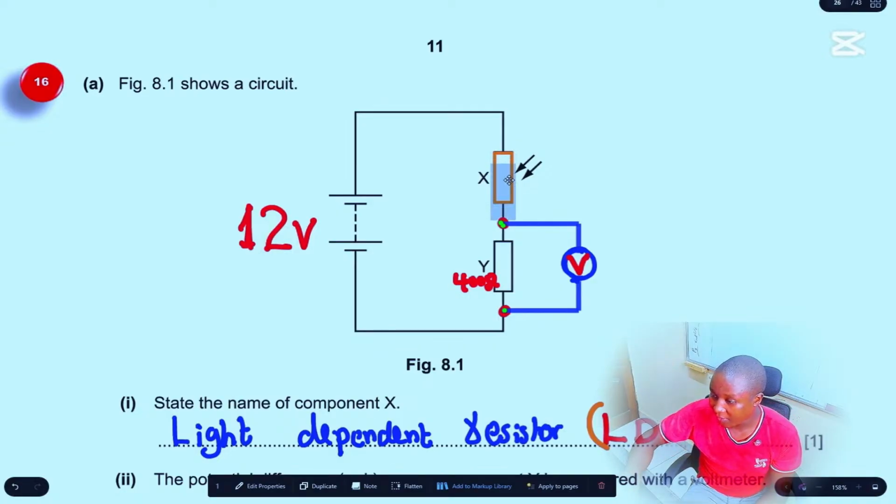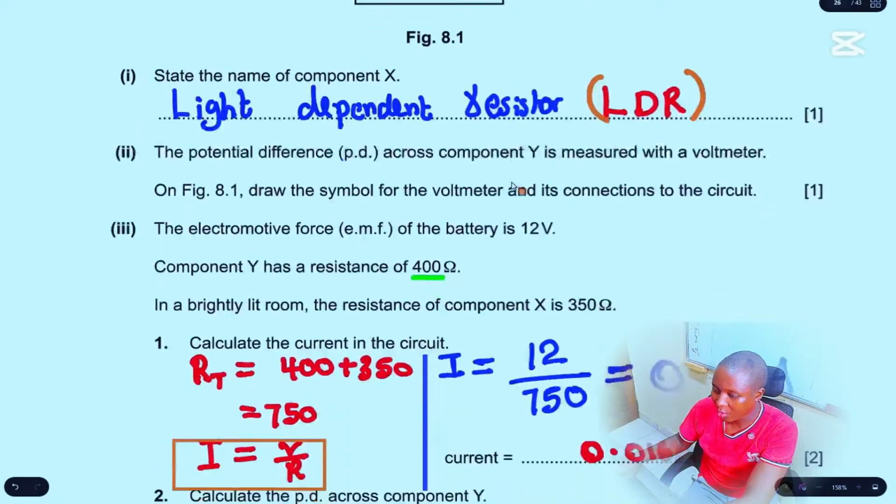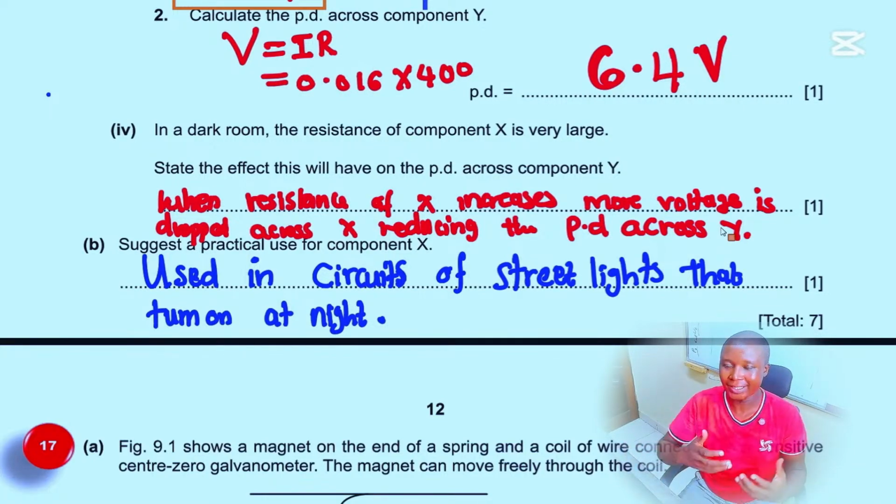In the event you are given that question in an exam, you are going to respond by saying: when the resistance of X increases, more voltage drops across X, reducing the PD across Y, because the resistance of a light-dependent resistor increases when light intensity decreases.